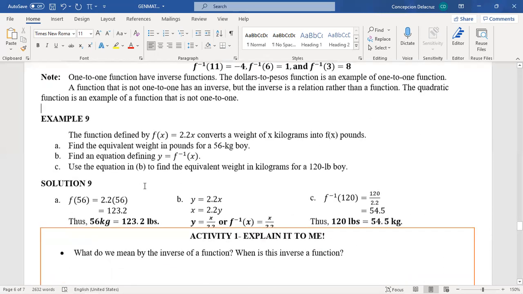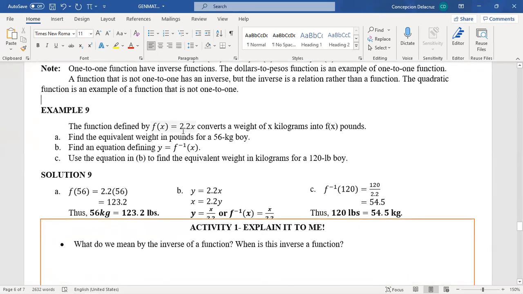Example number 9: the function defined by f of x is equal to 2.2x converts a weight of x kilograms into f of x pounds. A, find the equivalent weight in pounds for a 56 kilogram boy. B, find an equation defining y is equal to f inverse of x. C, use the equation in B to find the equivalent weight in kilograms of a 120 pound boy.